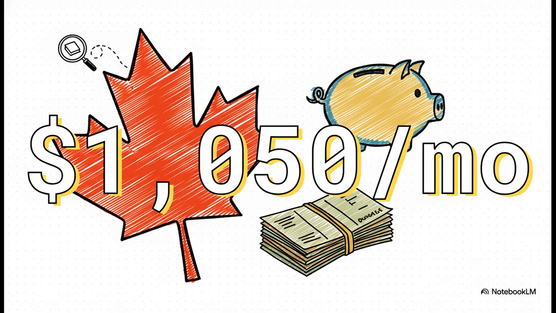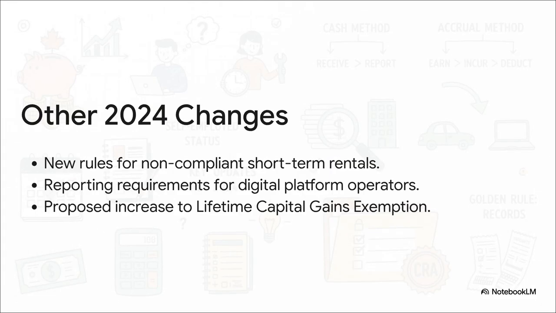Now, there are a couple of other really notable changes you need to have on your radar. There are brand new rules that can deny expense deductions for short-term rentals that aren't compliant. Also, digital platform operators, think Uber, Airbnb, they now have new reporting requirements. And finally, you'll want to keep an eye on proposed changes to the lifetime capital gains exemption.